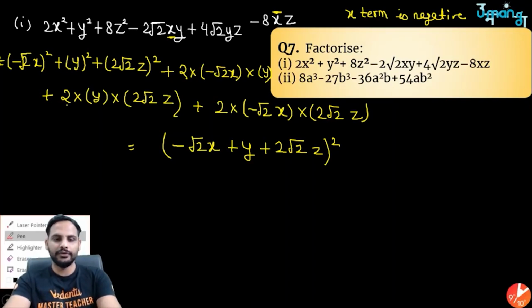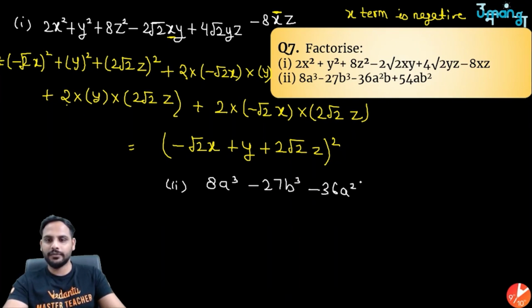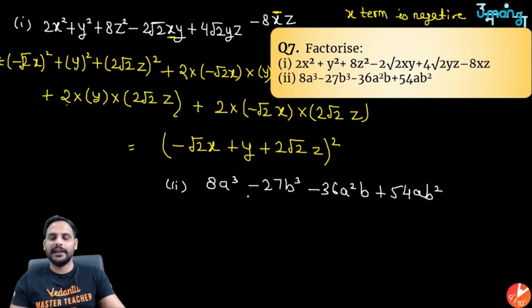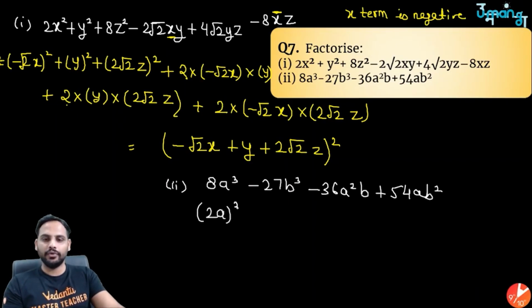Similarly, let's do the factorization for the second one. My second one is what? 8a cube minus 27b cube minus 36a square b plus 54ab square. Now look, 8a cube and minus 27b cube you can clearly see are perfect cubes. So write this 8a cube as 2a whole cube, minus 3b whole cube.